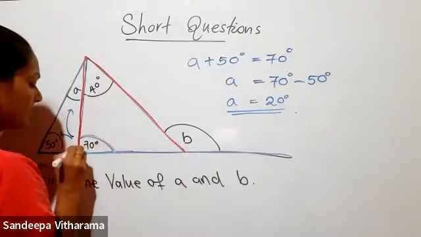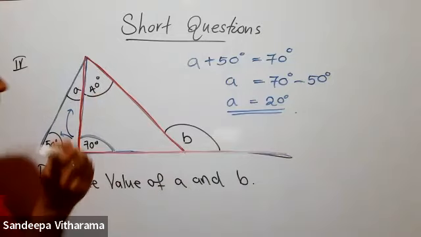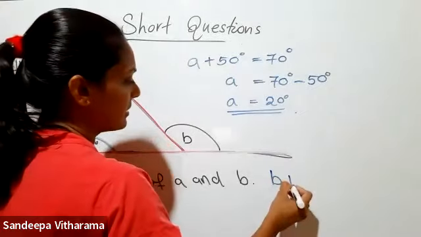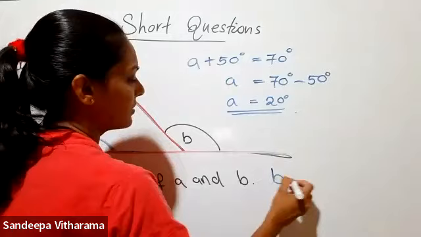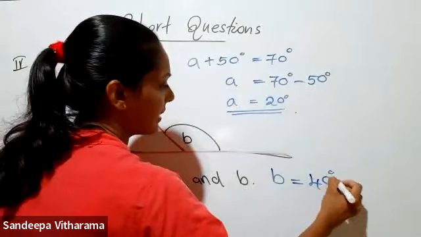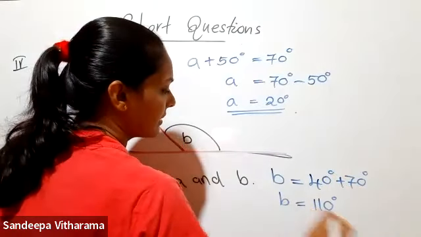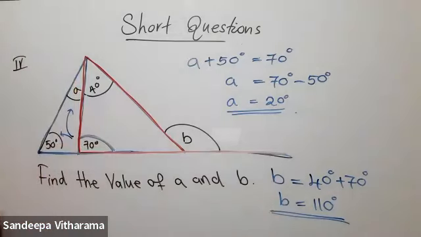The side of this large triangle is produced. And then we can write B is equal to 40 plus 70. 40 add 70. Answer is 110. B is equal to 110. Okay, write it down.